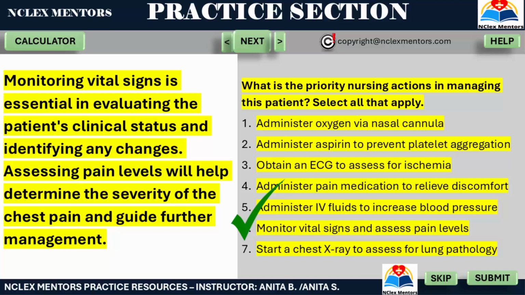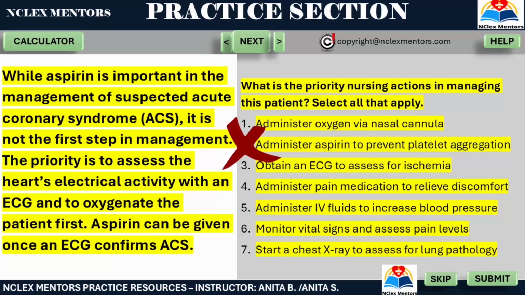6. Monitor vital signs and assess pain levels. Correct. Monitoring vital signs is essential in evaluating the patient's clinical status and identifying any changes. Assessing pain levels will help determine the severity of the chest pain and guide further management. Regular monitoring allows early detection of worsening symptoms, including changes in heart rate, blood pressure, and pain level, which are critical for patient safety.